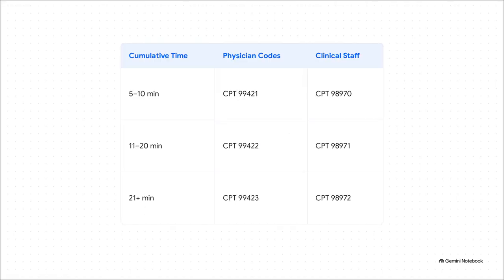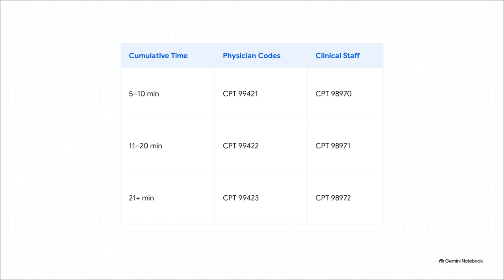The clock literally starts ticking the exact moment the provider conducts their initial review of that patient's digital inquiry. So every single bit of professional decision-making, chart review, assessment, and any back-and-forth portal communication related to that specific issue over the next 7 days, all of that gets added together into one cumulative time pool. And here is exactly how that cumulative time translates into actionable codes. Notice that we have 2 totally distinct pathways here.